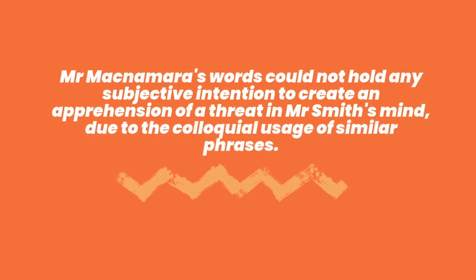Now the ways that I would improve this are probably twofold. First, in 1.1, I would get rid of that first phrase and tack it on at the end so that it would now read, Mr. McNamara's words could not hold any subjective intention to create an apprehension of a threat in Mr. Smith's mind due to the colloquial usage of similar phrases. And I do that because it's a much more active sentence. In that way, you're really proving it. It's a little bit too passive at the moment.